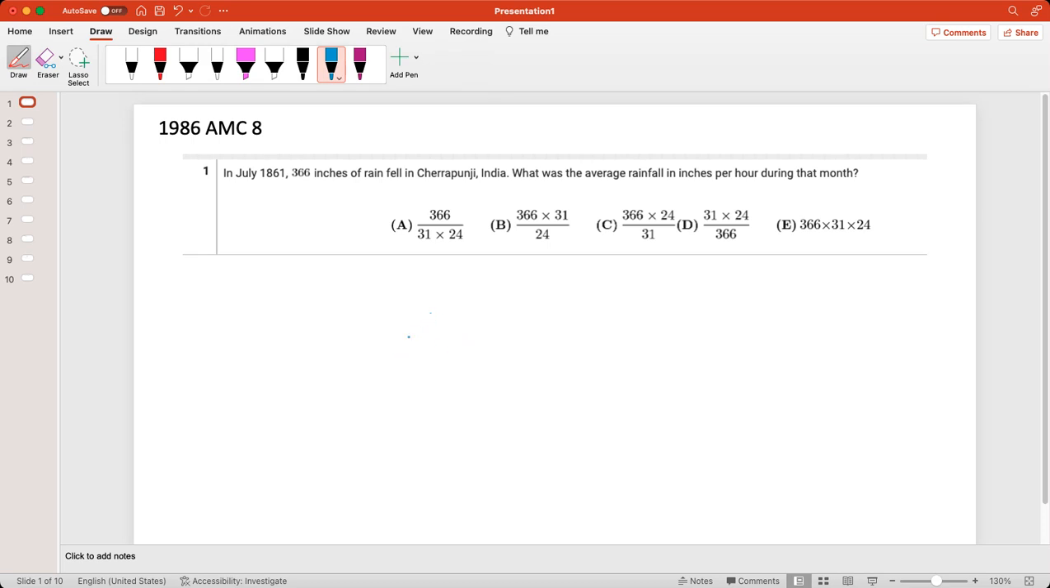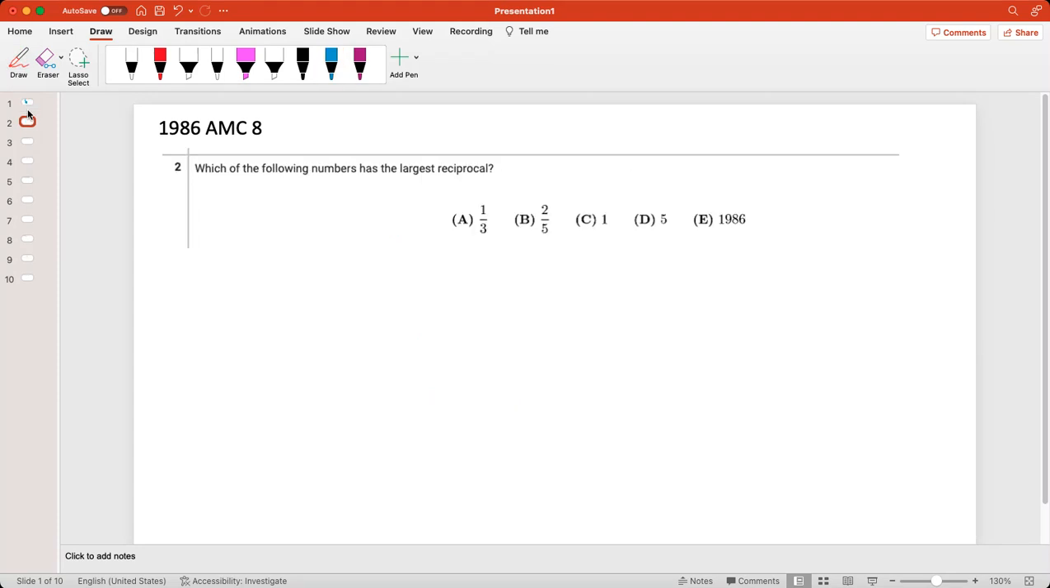In July 1861, 366 inches of rain fell in Cherrapunji, India. What was the average rainfall in inches per hour during that month? So first we have to calculate the number of hours in that month, which will be 31 days into 24 hours. Okay, then we already know that total rain was 366 inches, so you divide this by 31 into 24, you are going to get the rainfall in inches per hour during that month. So answer option is A.